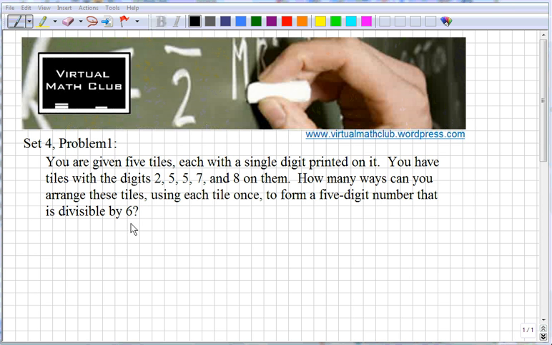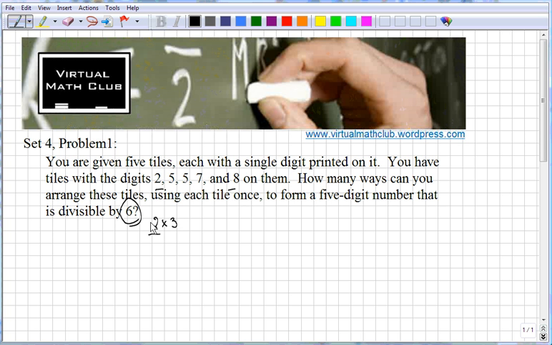And in order for a number to be divisible by 6, then it has to be divisible by 2 and 3, right? And in order for a number to be divisible by 2, the number has to be even. And in order for it to be even, the last number has to be even, right? So the last digit has to be an even number, which limits us to 2 and 8, right? So those are our only options for the last number.